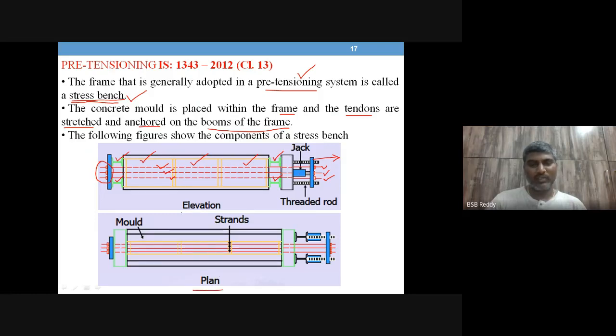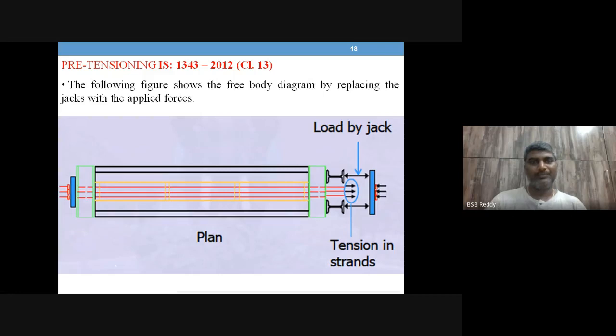The same is shown in plan. This is in elevation. Okay, so this is the replacement for end abutments. Okay, right. The free body diagrams are also being plotted for the same sketch which is shown earlier.